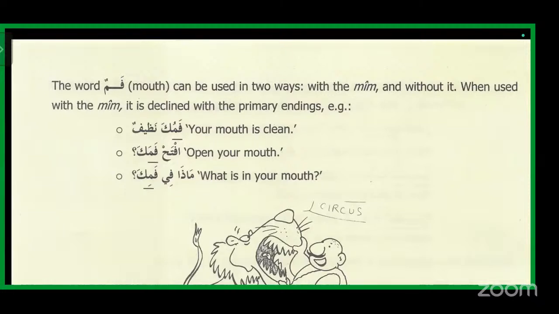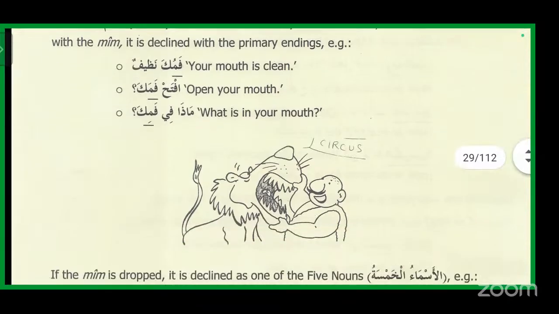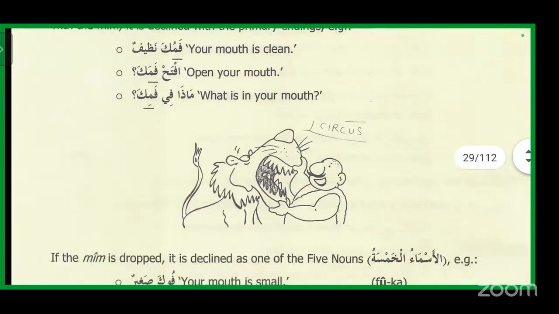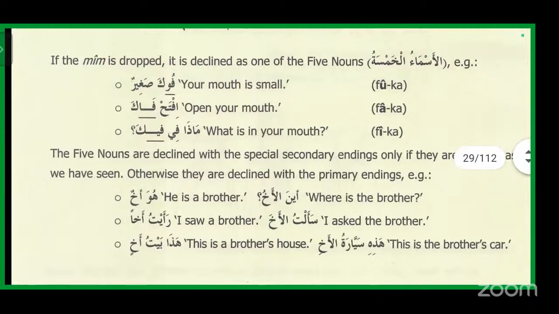The word famun, mouth, can be used in two ways, with the meem and without it. When used with the meem, it is declined with the primary endings. Example. Famuka nadhifun. Your mouth is clean. Iftah famaka. Open your mouth. Maza fi famika. What is in your mouth?